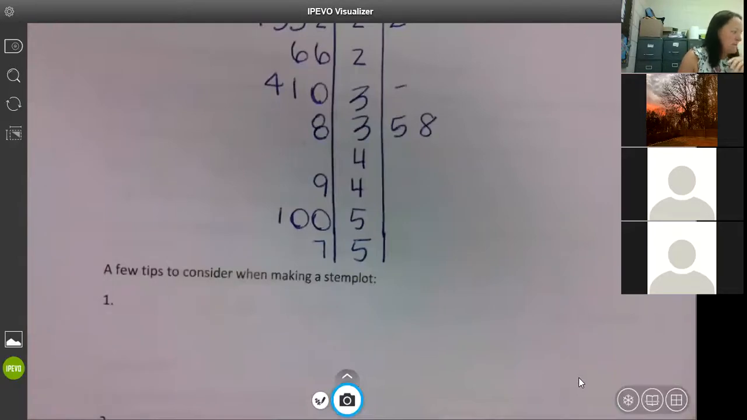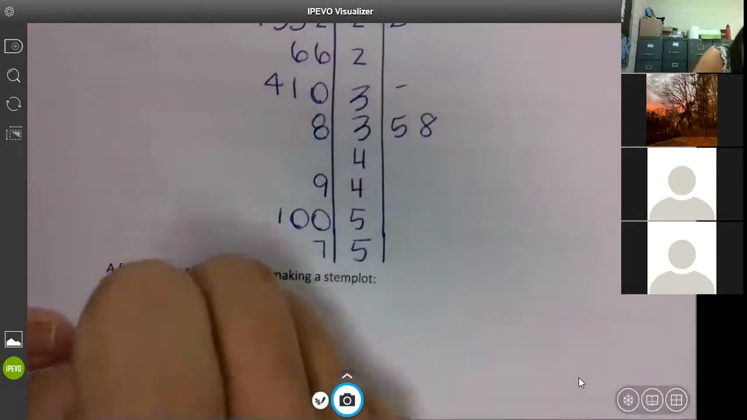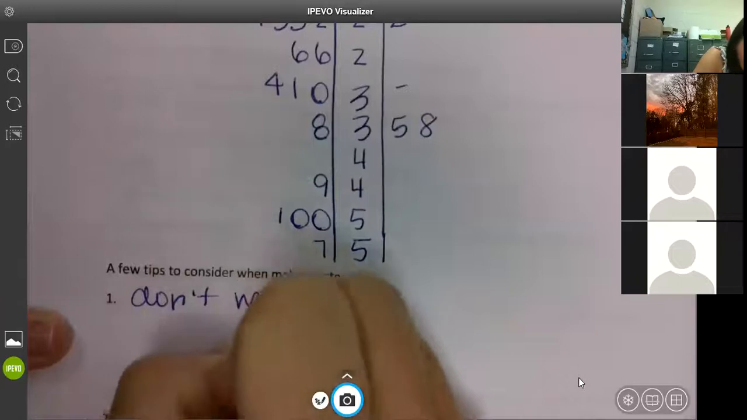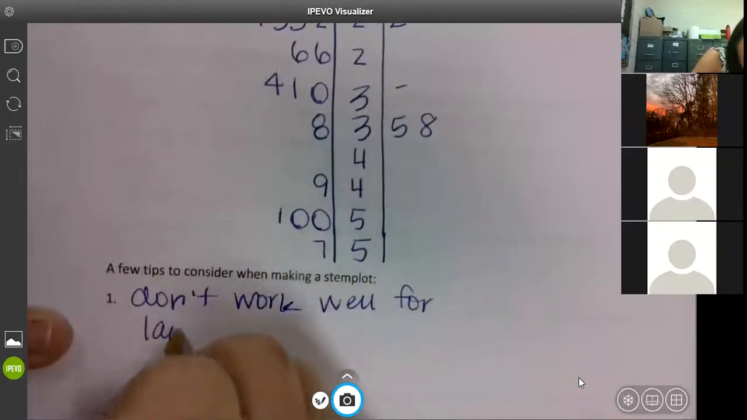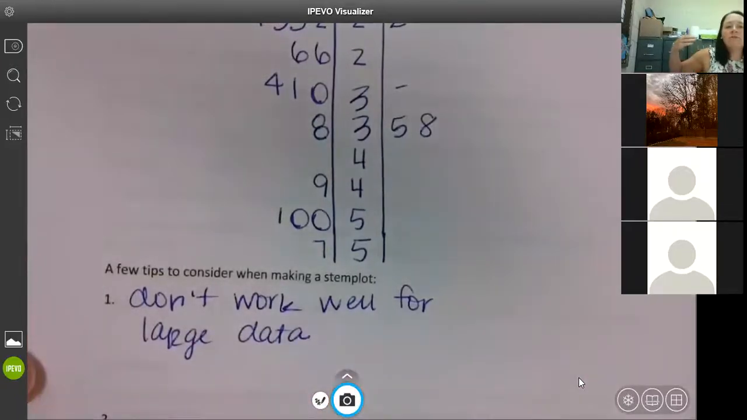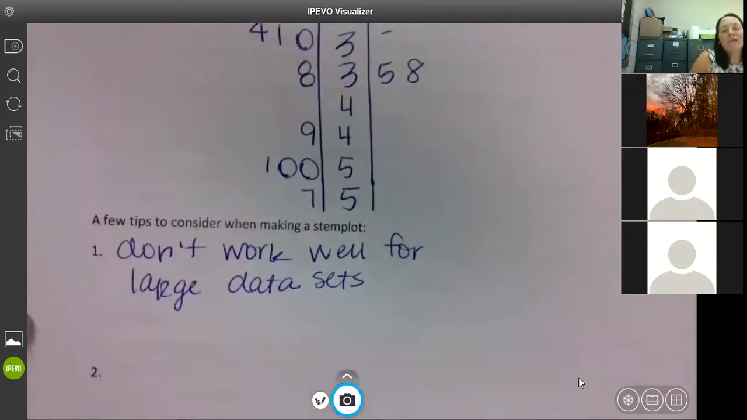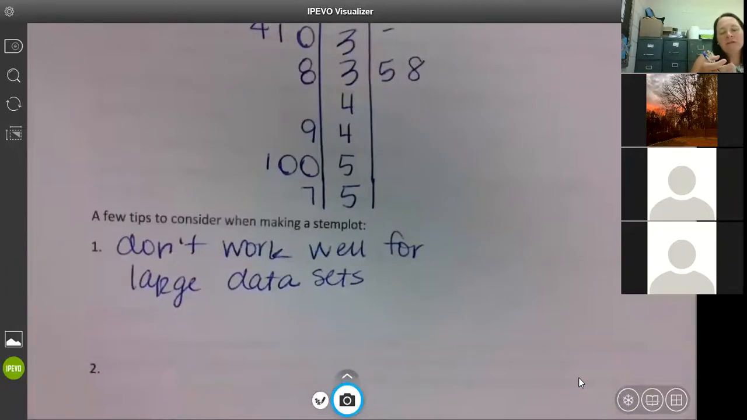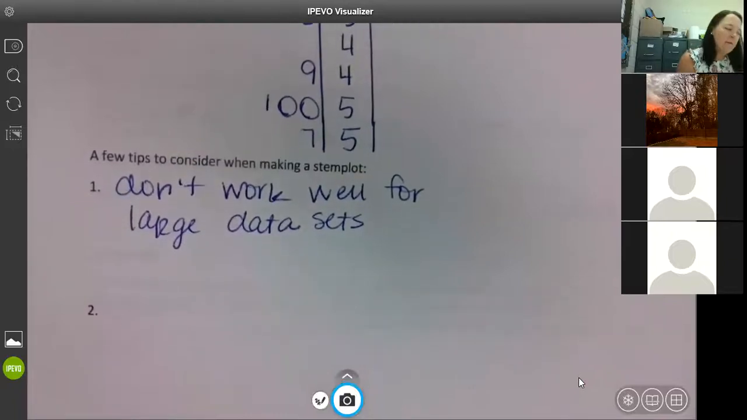All right. A few tips to consider when making a stem plot. They don't work well for large data. And that's large data sets, so the amount of numbers. So guys, if we had 100 people, we would not want to sit here and make a stem and leaf plot for 100 people. That's just absolutely ridiculous to think about. So they work well for small data, but not for large data.